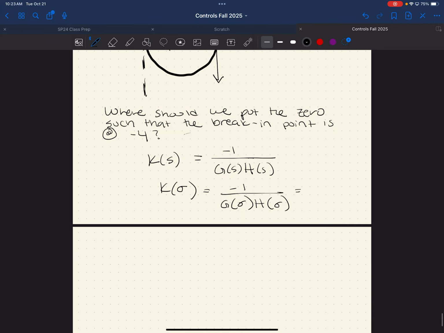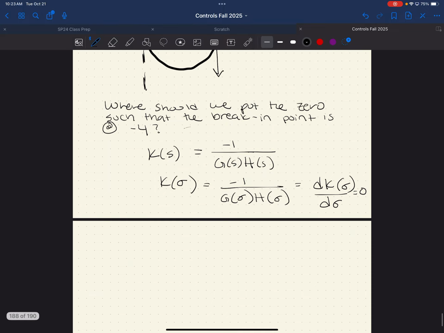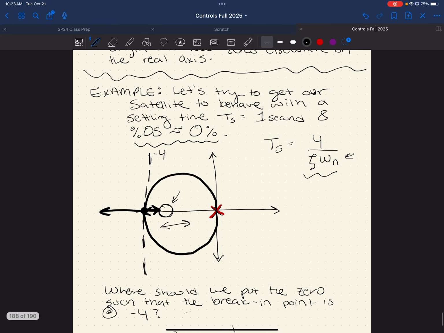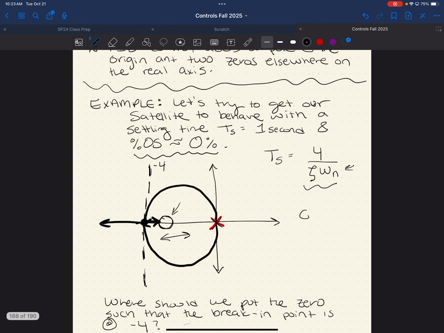Okay, so we need to take the derivative and set it equal to 0. If we're going to add a zero to our system, let's remind ourselves G of s for our system was 1 over s squared. And we said we want H of s to be of the form s plus a. We wanted to add a zero. So G of s, H of s is what? S plus a over s squared. Beautiful.